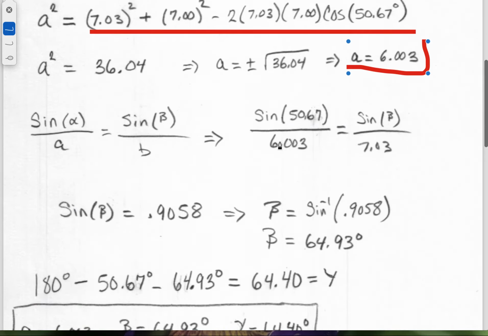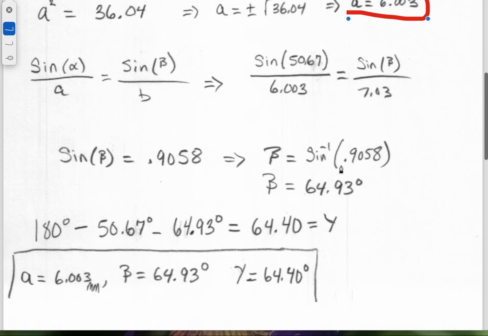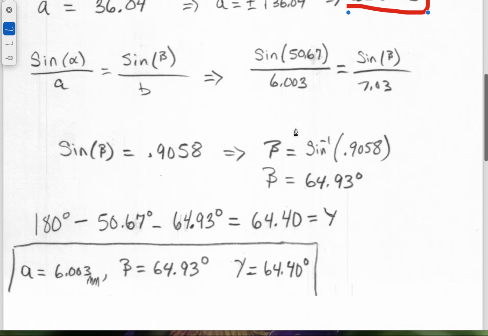So now I'm going to use the law of sines, which we learned last section. The sine of alpha over A is equal to the sine of beta over B. So the sine of alpha over A is equal to the sine of beta, which we don't know, over B, which we do know. So I solve that for the sine of beta. I simplify this, I multiply by 7.03, and I get 0.9058. Then I take the arcsine of this number to get beta.